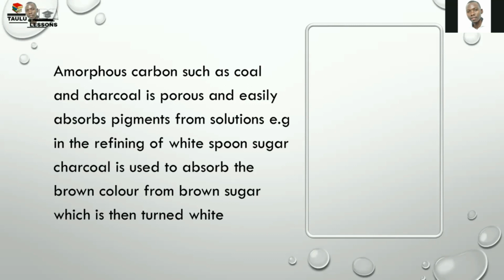Amorphous carbon such as coal and charcoal is porous and easily absorbs pigments from solutions. We will actually discover that amorphous carbons can be used in the manufacturing of sugar, okay? This is because charcoal, for instance, can absorb the brown color from brown sugar, leaving the white crystals that will remain afterwards. So amorphous carbon can be used to manufacture sugar.